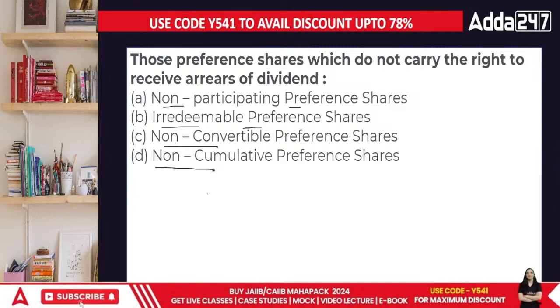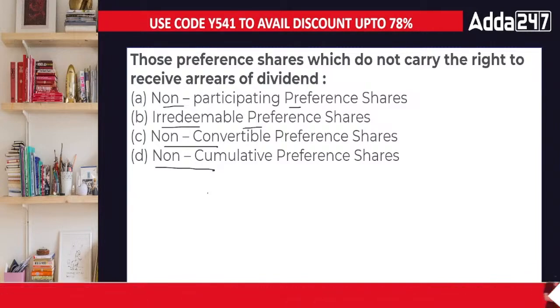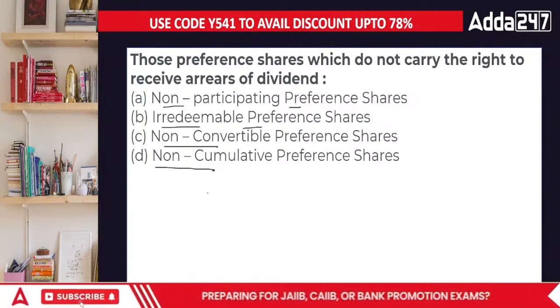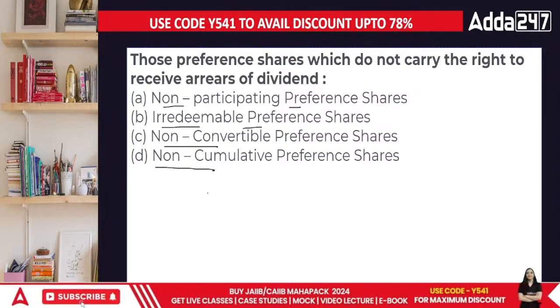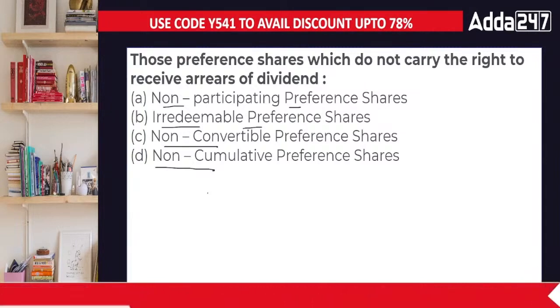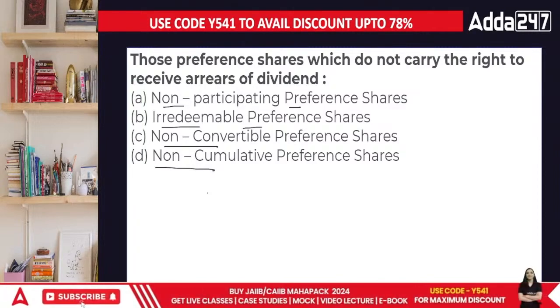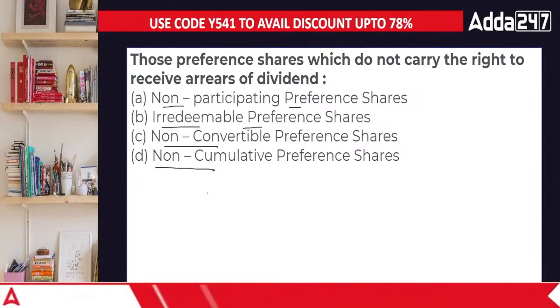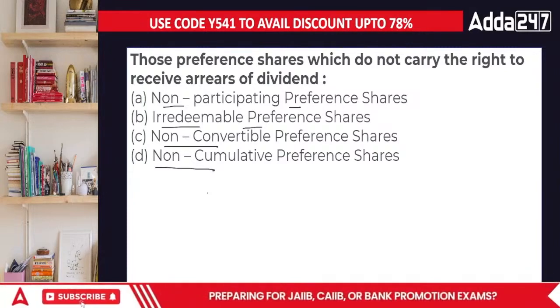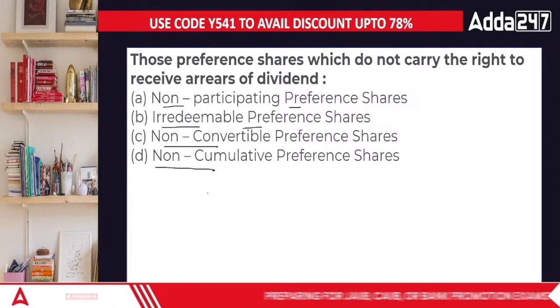But later on, if they get a loss, then they will not get it. If they get a profit, they will get it. Or if they are not able to pay in one particular year, in the next year they will get double because the last year's amount was still pending. This kind of thing happens only in the case of shares which carry the right. Now in this case, they are saying that this particular portion does not have the right to receive the arrears of dividend.